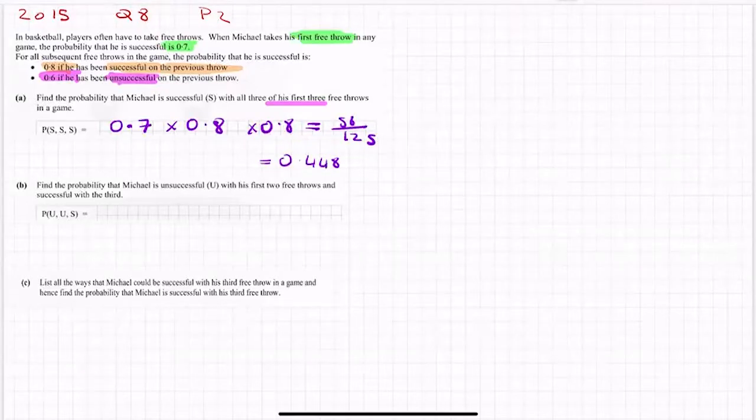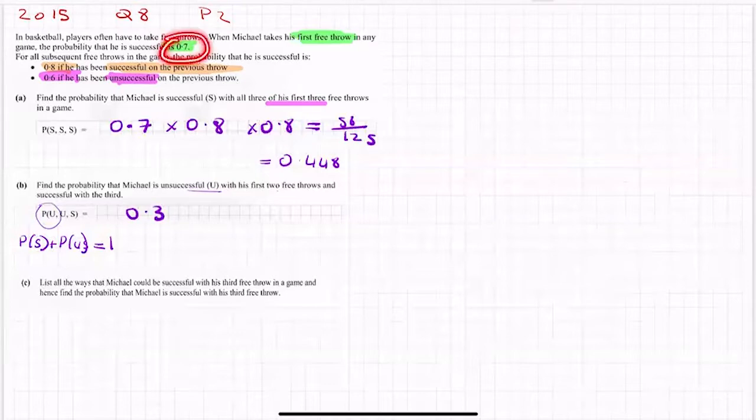Find the probability that Michael is unsuccessful with his first two free throws and successful with his third. Well, you know that the probability of success plus the probability of unsuccessful must equal 1. All probability has to add up to 1. So on his first one, if that was going to be 0.7, then the probability that he's unsuccessful on the first one has to be 0.3. In other words, I'm doing 1 minus this 0.7, which was the probability that he was successful on the first one. So 1 minus 0.7 gives me that 0.3. So that's his first unsuccessful.